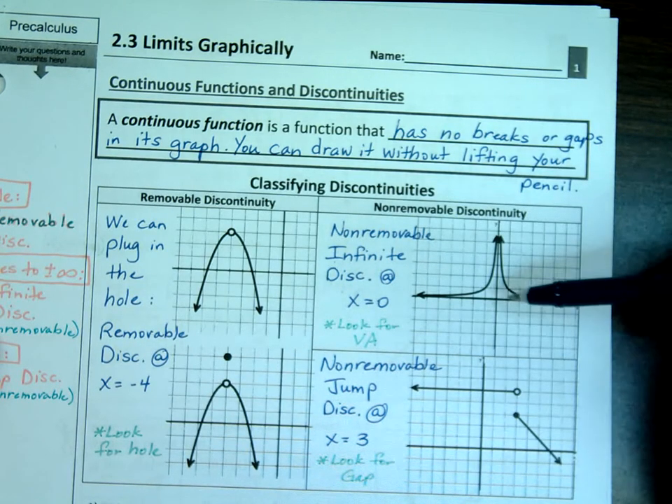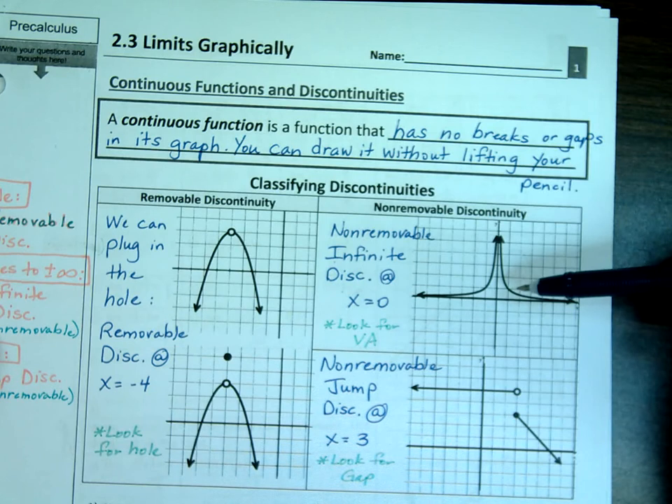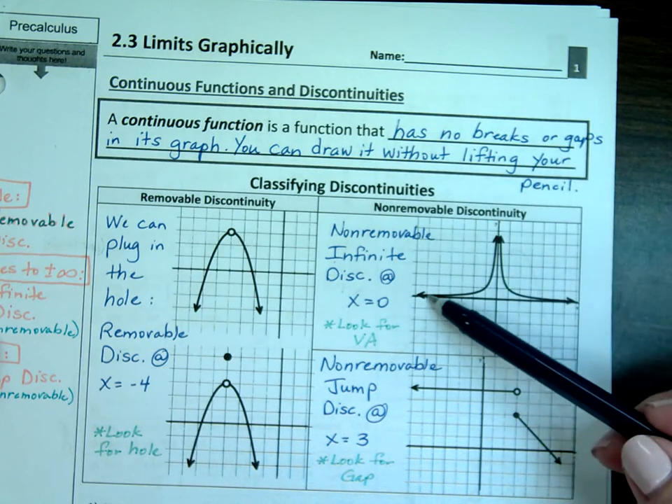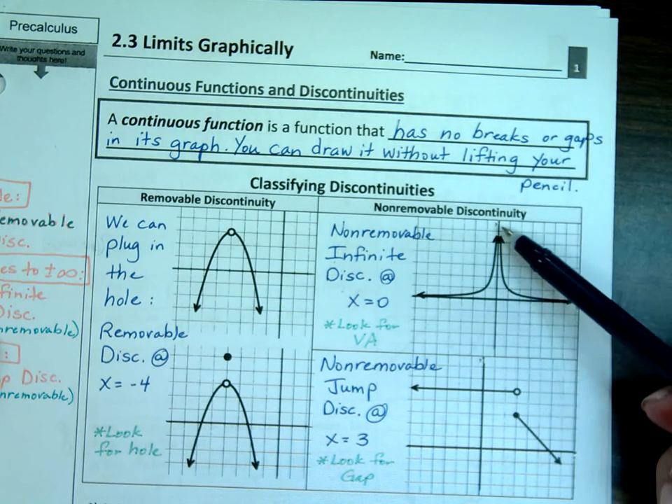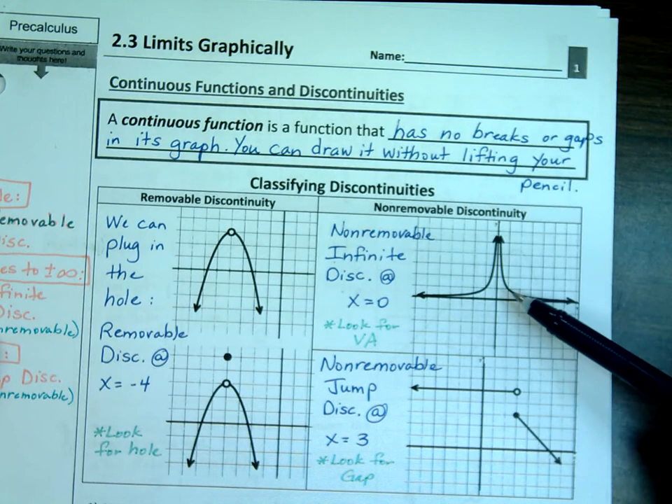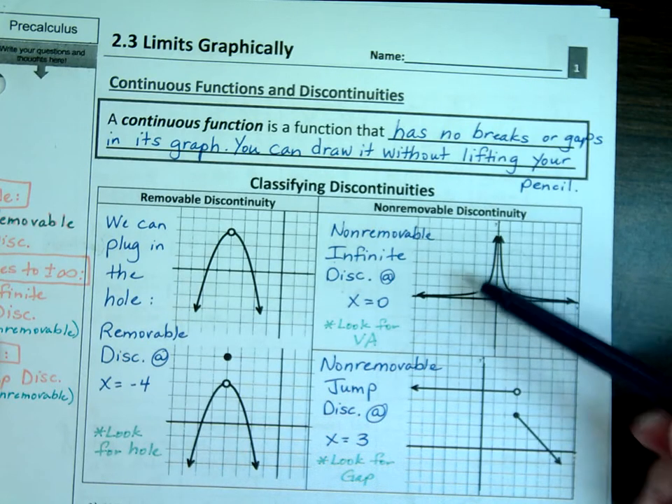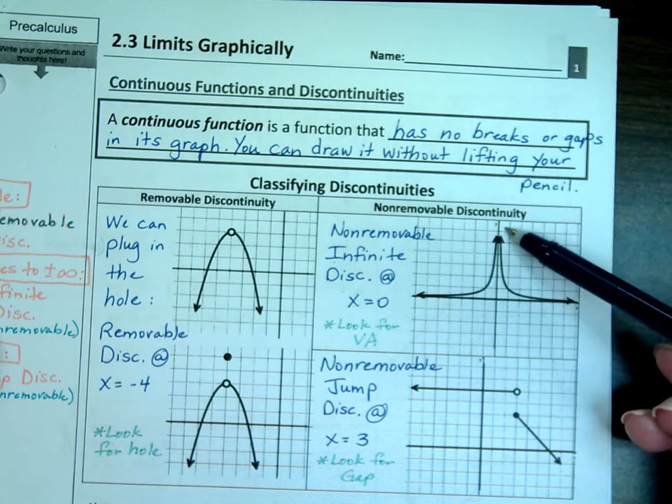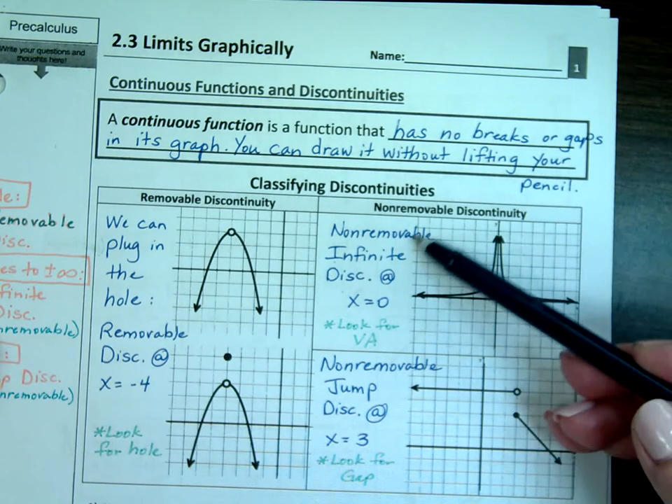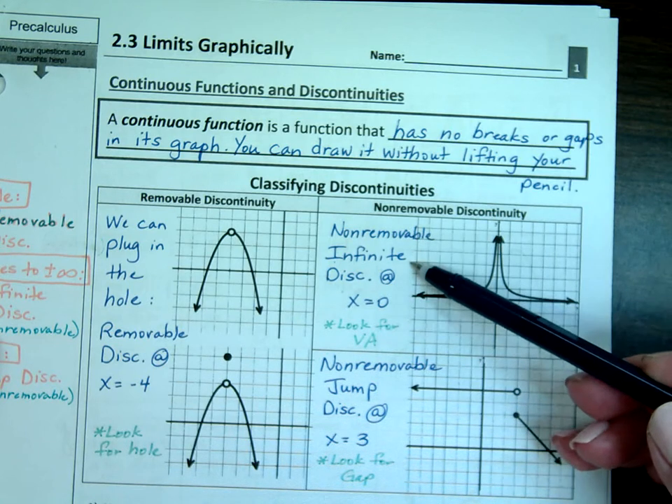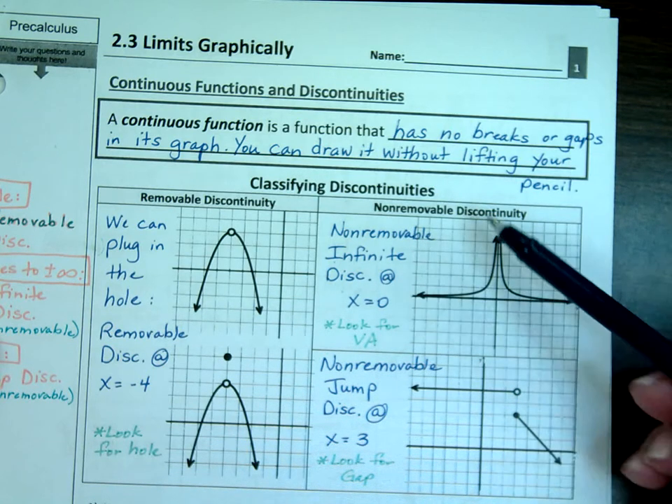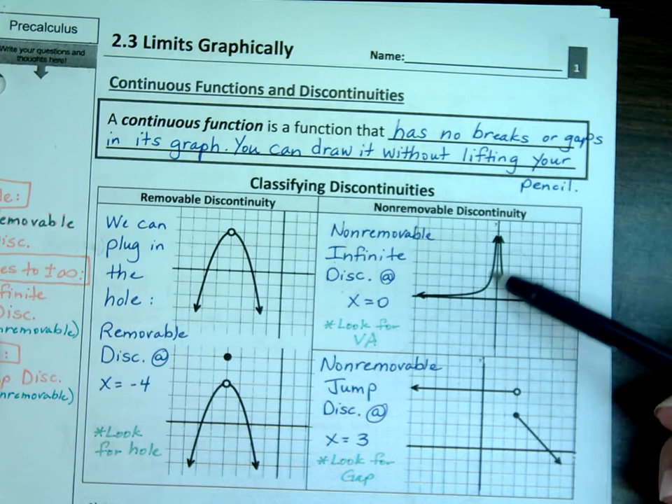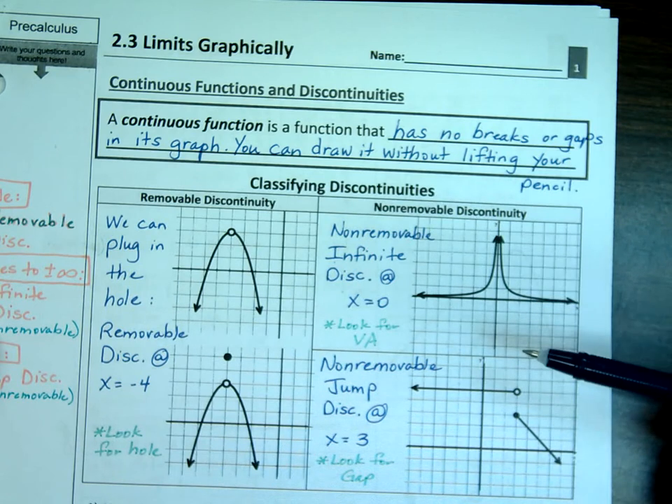Non-removable is when you can't just plug a hole. It's just not that simple. So if I look at this discontinuity, I can't remove it. There's no little plug-a-hole issue. So this one is called non-removable, and because the function goes towards infinity, whether it be infinity or negative infinity, it's called a non-removable infinite discontinuity. So non-removable infinite because it involves infinity and you can't just plug a hole.